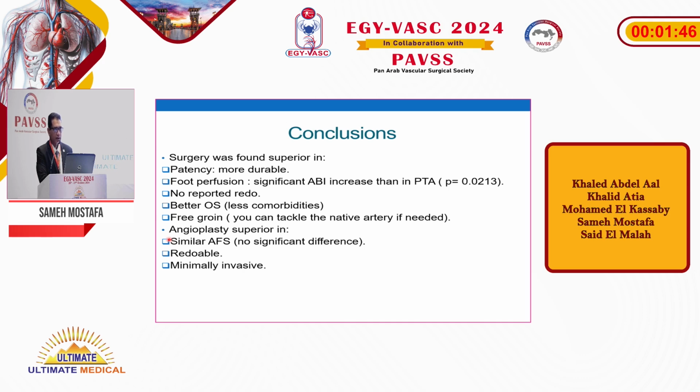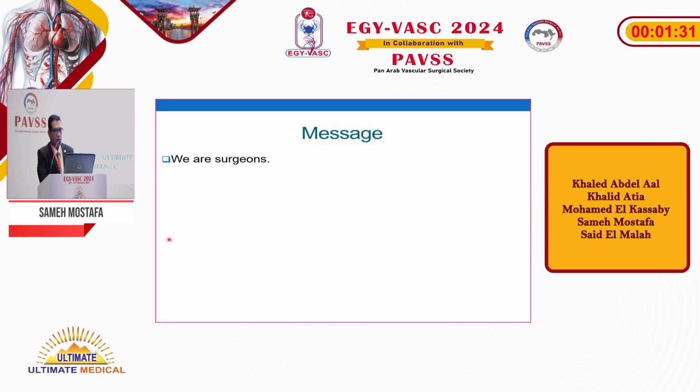It is redoable, you can do it multiple times. It's minimally invasive with no wound complications. However, retrograde PTA proved to have a higher reintervention rate than the antegrade one in tibial disease. The message is, we are surgeons, we love surgery, but it's not easy. You should have certain conditions to do your bypass: a young, fit patient for anesthesia, limited tibial artery disease, and a good vein conduit, and it's not the case in the majority of cases. So angioplasty will be the first choice in the majority of cases due to the nature and pattern of the tibial artery disease, but prepare yourself for redo.